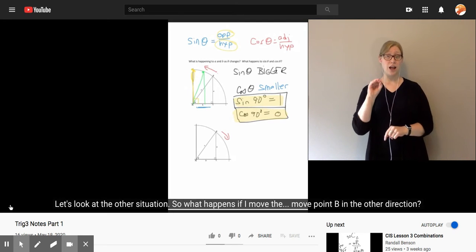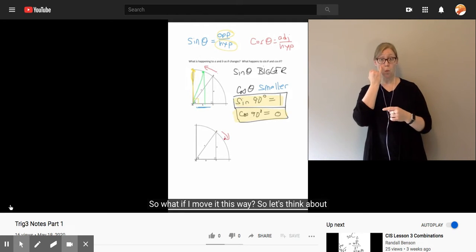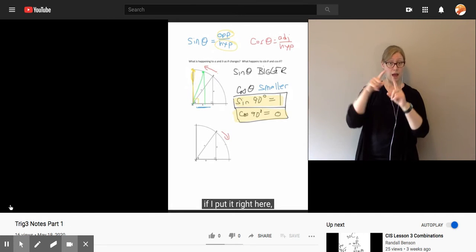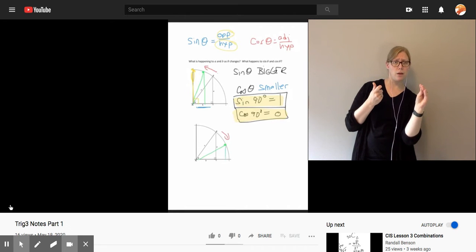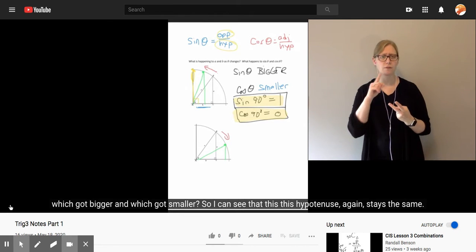Let's look at the other situation. So what happens if I move point B in the other direction? So what if I move it this way? So let's think about if I put it right here. What's happening to the sine and the cosine? Which got bigger and which got smaller?